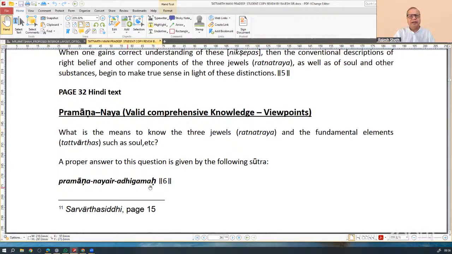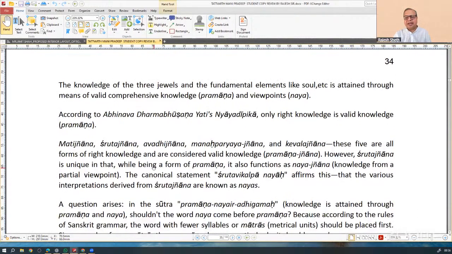A proper answer to this question is given by the following sutra. Praman Nayari Adhigama. Adhigama means to know, or the knowledge. The knowledge of the three jewels and the fundamental elements like soul, etc. is attained through means of valid comprehensive knowledge and viewpoints. So these are the two tools that we will apply to know the 7 fundamental elements and the three jewels. What is this valid comprehensive knowledge and viewpoint?